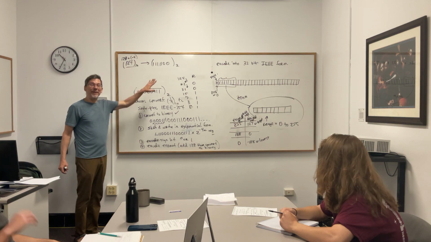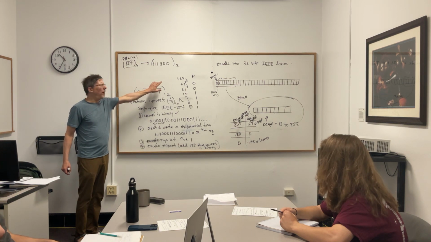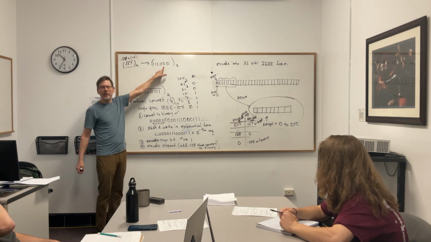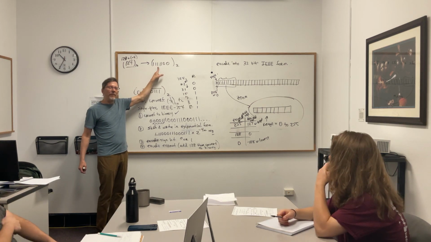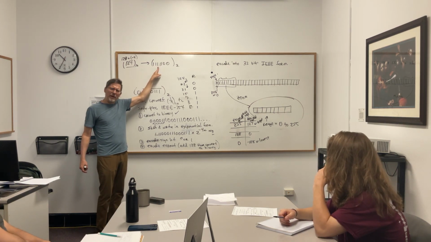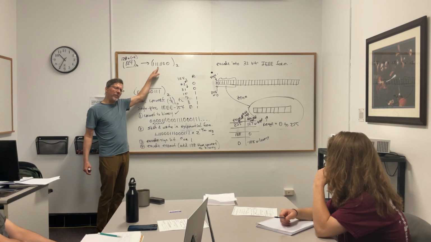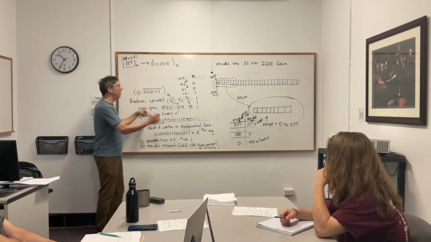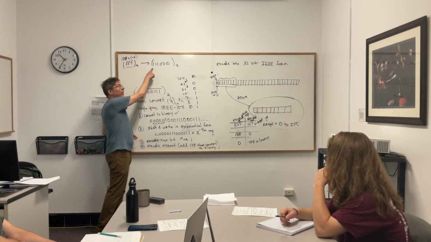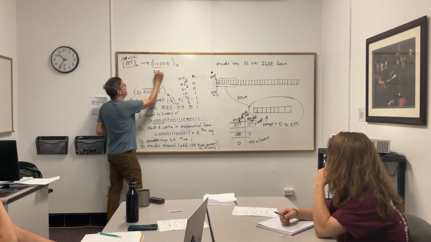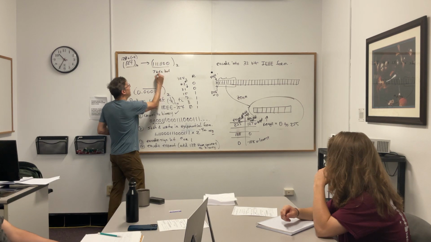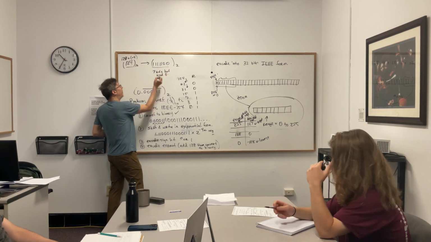Any problems with this? How many bits are here? 7. How many do I need? 8. What is missing? What should I do to remedy the situation? You just stop at 0. I have a leading 0. So here we have 7 bits, but need 8, so we have a leading 0.